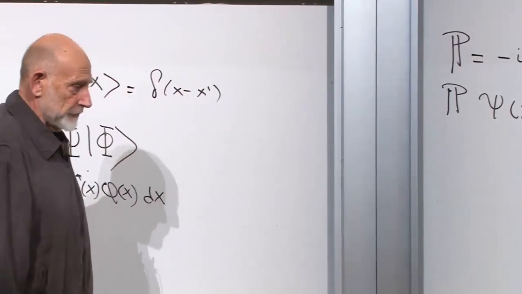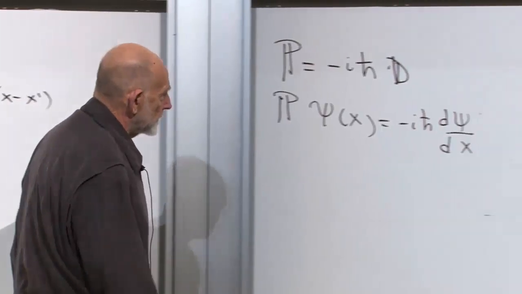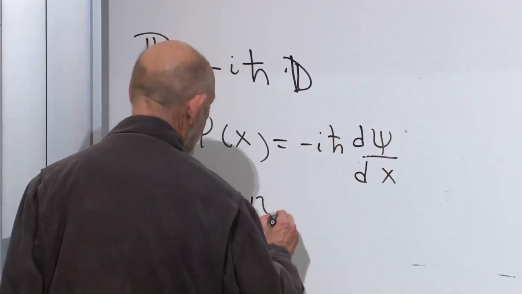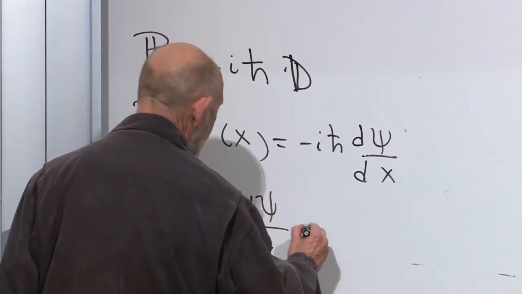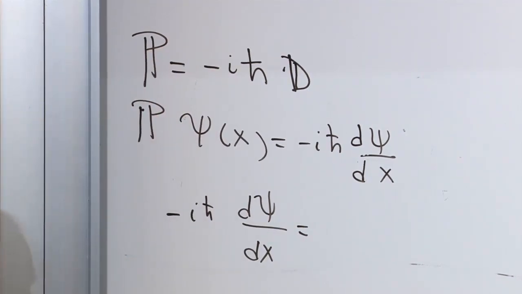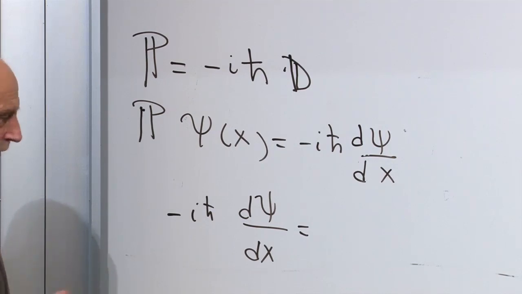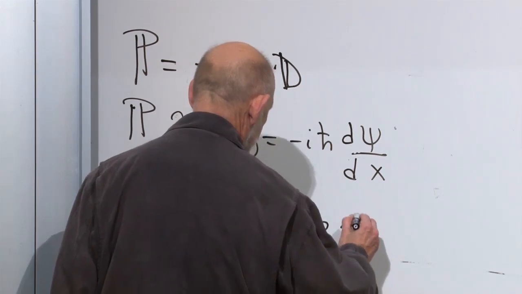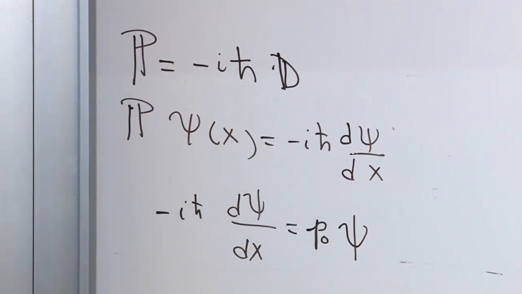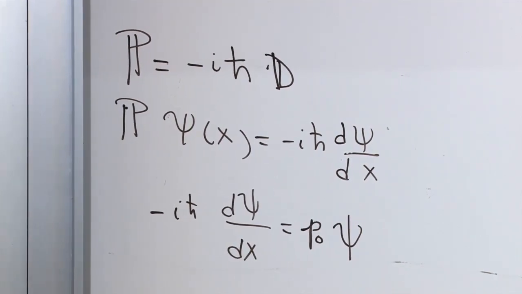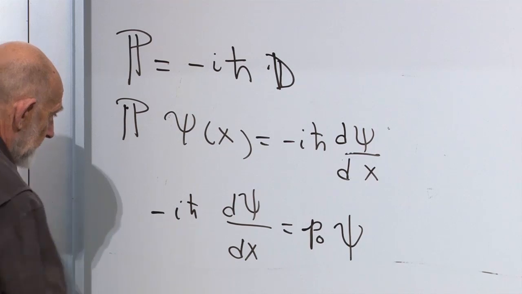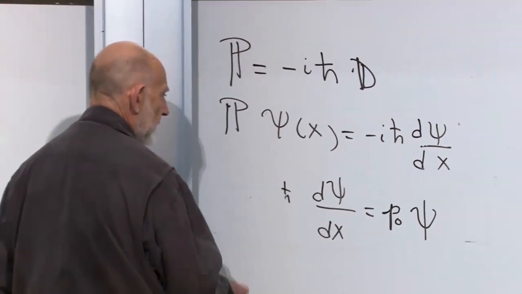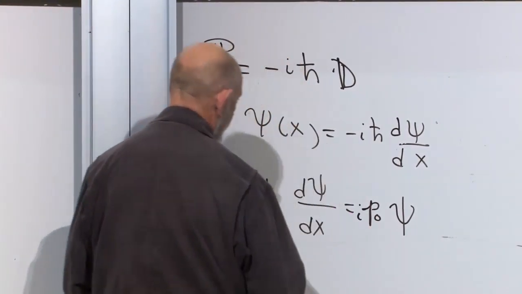Next question, what are the eigenvectors of the momentum? The eigenvectors of the momentum satisfy P on psi, or minus i h bar d psi by dx, equal to some eigenvalue, some observable value or some possible outcome of an experiment, let's call it P naught, times psi. And of course P naught is a number. It's the eigenvalue. If we get rid of the minus i here, it becomes a plus i on this side, and we can divide by h bar.